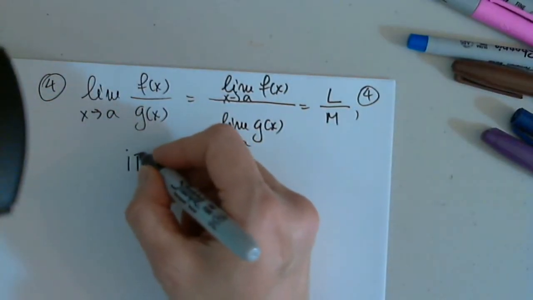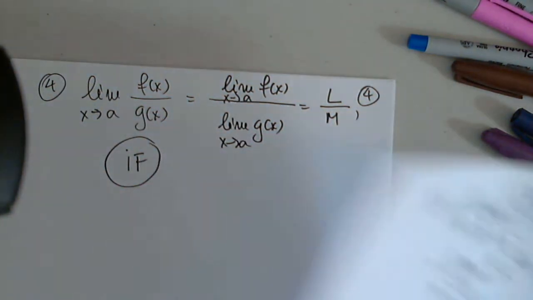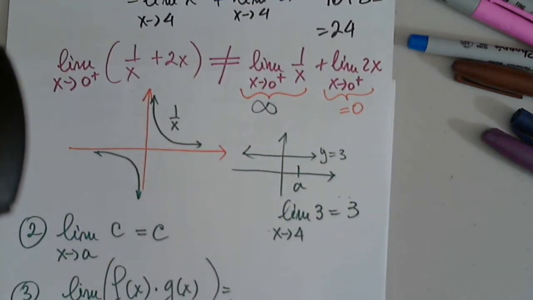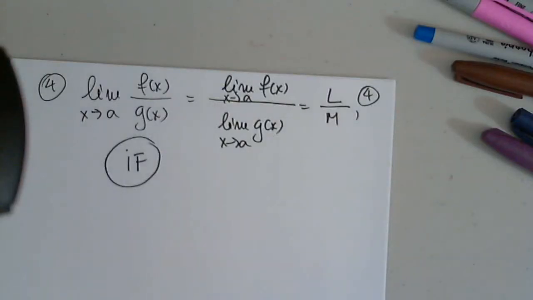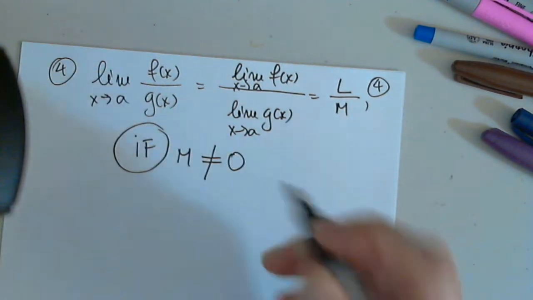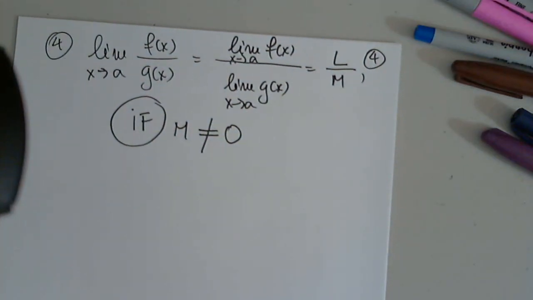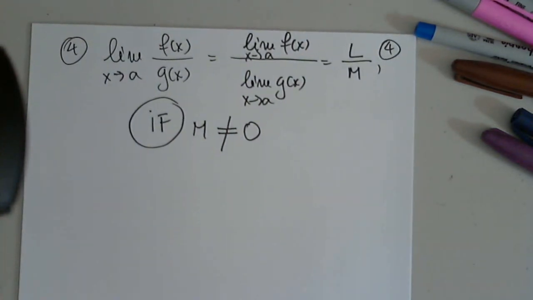However, there is a big if, which I did not say for any of the other ones. I didn't have an if here, I didn't have an if here, and I didn't have an if here. But why do I have an if here? What for? If M is 0. Very good. Otherwise it's undefined, and the limit will not exist. Perfect. In this case, M cannot be 0.